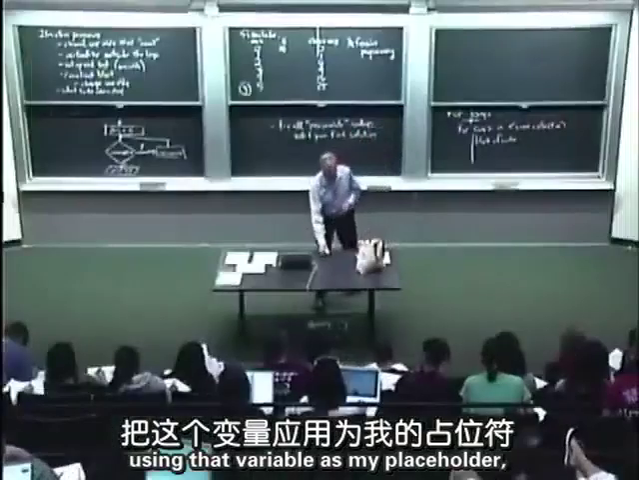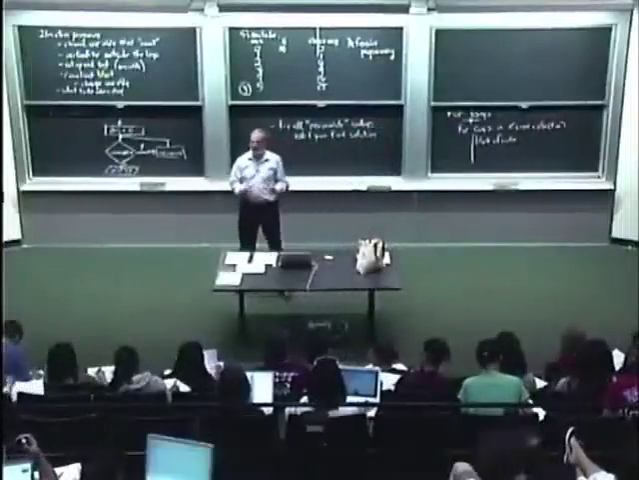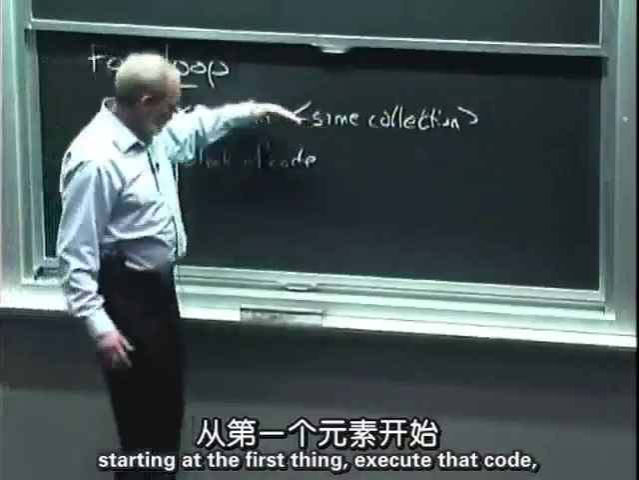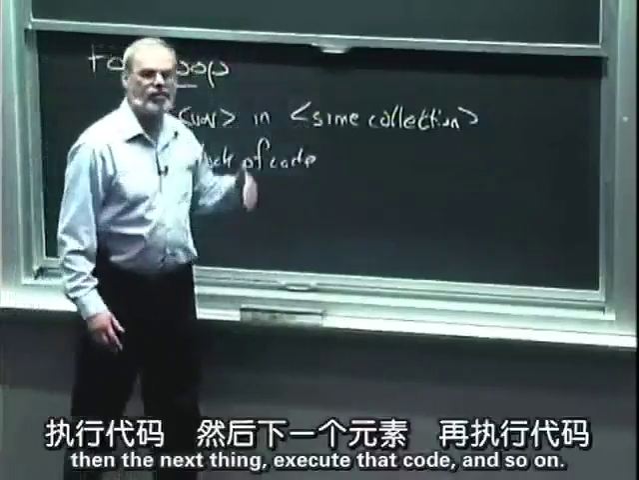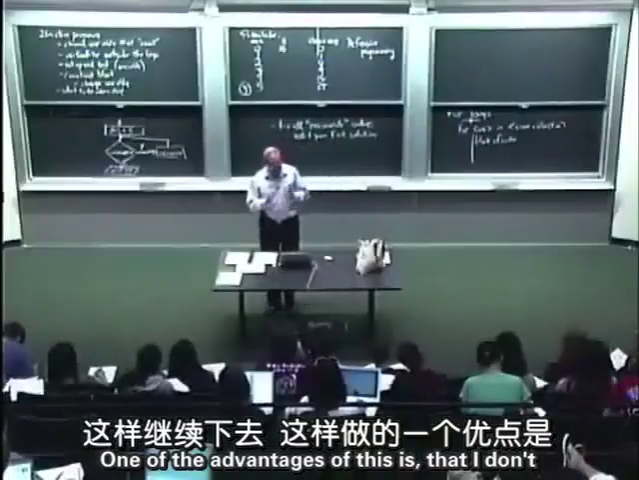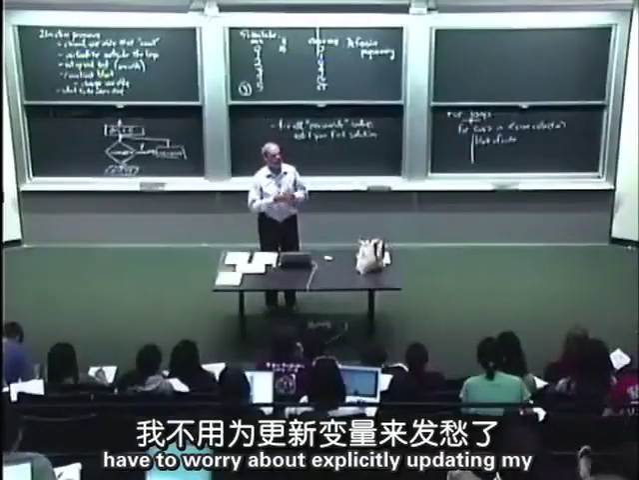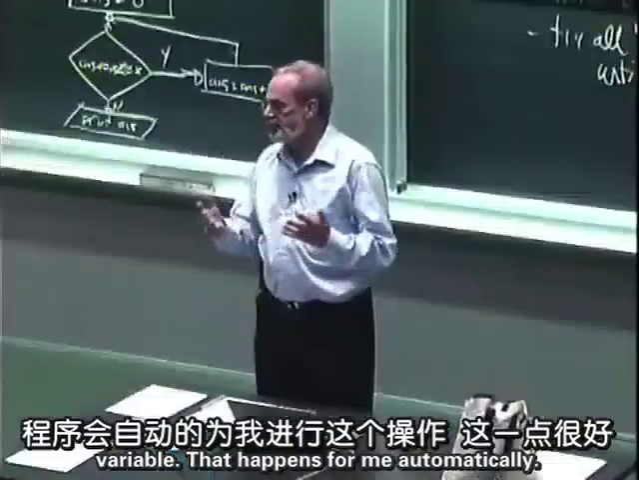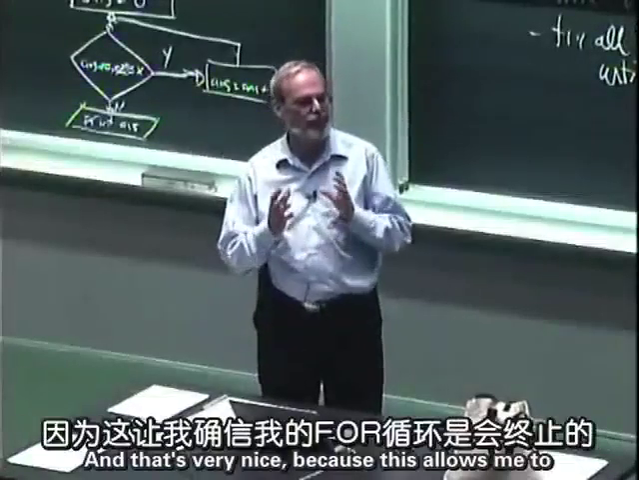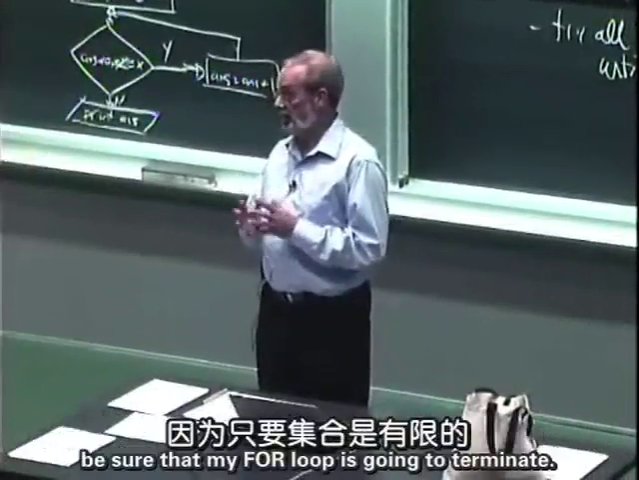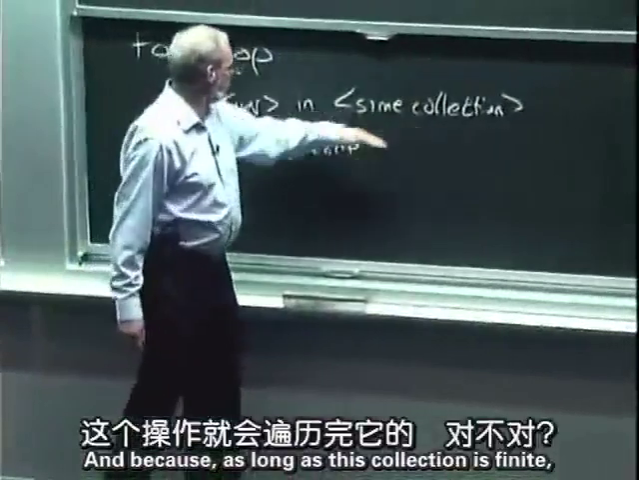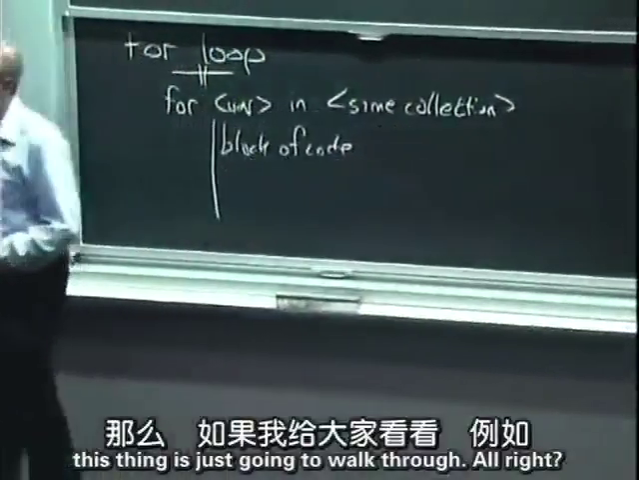And what it's saying semantically is, using that variable as my placeholder, have it walk through this collection, starting at the first thing, execute that code, then the next thing, execute that code, and so on. One of the advantages of this is that I don't have to worry about explicitly updating my variable. It happens for me automatically. And that's very nice because this allows me to be sure that my for loop is going to terminate. Right? Because as long as this collection is finite, this thing is just going to walk through them.